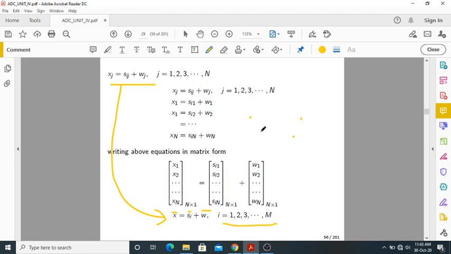So what is the difference between vector X and vector Si? Vector X minus vector Si should be noise. So the difference between the received signal and the transmitted signal is nothing but the noise. If there is no noise, if this is 0, what would happen? X equal to Si, which means you are receiving the same thing as transmitted. Whatever is being transmitted, the same thing is being received. That is the simple meaning.